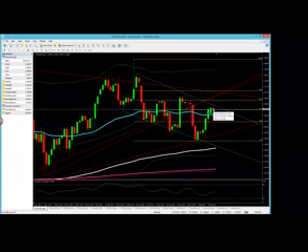It's very difficult to get a more perfect setup than that. You've got three areas of clear commitment by the market, and so that is what we're going to consider a clear opportunity for a sell here on the euro dollar.